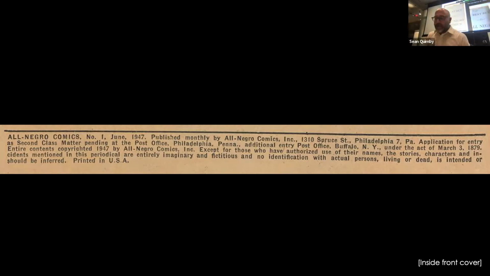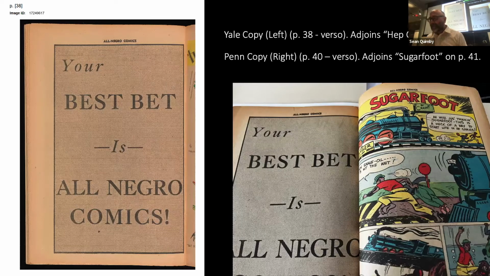Bear with me here. Still more intriguing and perhaps bibliographically significant, I conducted a side-by-side comparison of the Yale copy and the Penn copy of All-Negro Comics, and revealed that the flip side of this advertisement, which you can see barely in the gutter of the Yale one, is the Chicks story opposite the advertisement, whereas in the Penn copy, the Sugarfoot story is opposite the advertisement. So in both copies, the recto of the leaf with that ad shows the final page of the Lion Man story. This suggests that maybe this is just a difference in the binding process and not in a printing process.